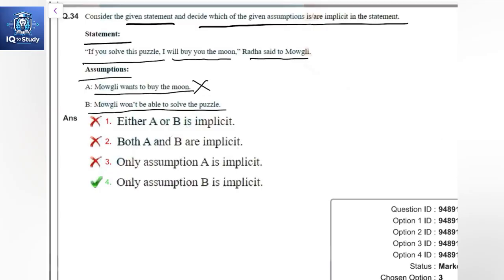It is implicit because she believes the task of solving the puzzle is very difficult and therefore she makes an exaggerated promise of buying the moon, which is not possible for anyone. So option 4 is correct.